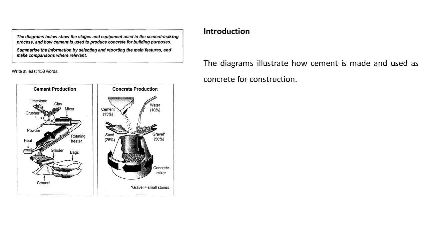I've said the diagrams illustrate how cement is made and used as concrete for construction. Okay, cement is made, that's the first image, used as concrete for construction. Well, they mentioned there that it says to produce concrete for building purposes. Building purposes, of course, is construction.